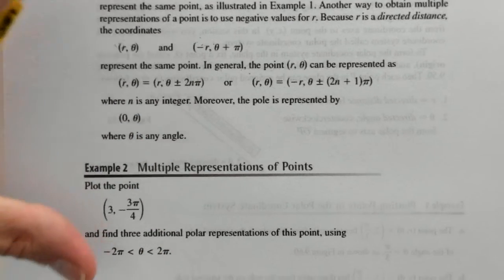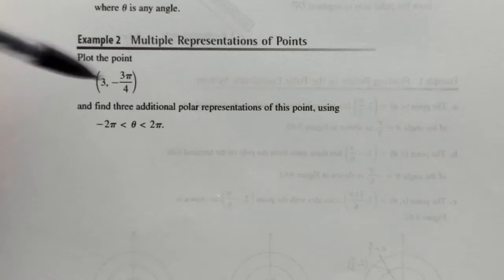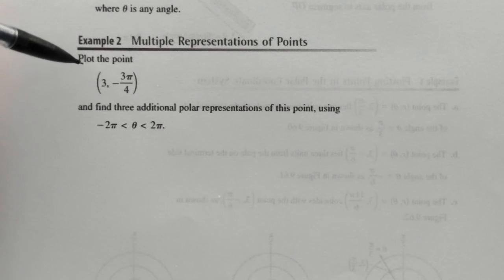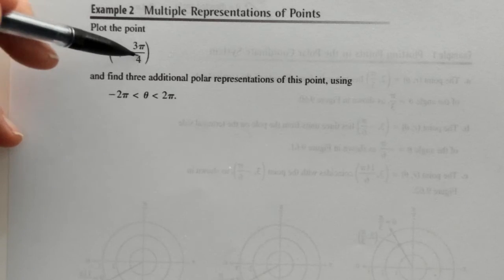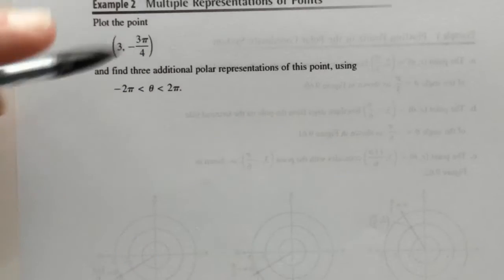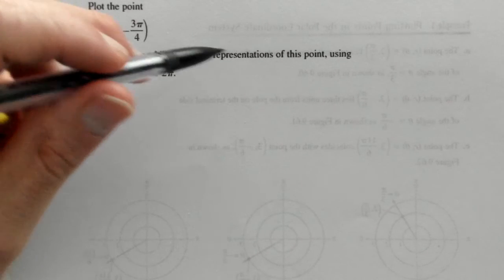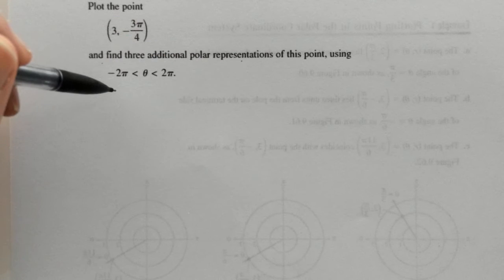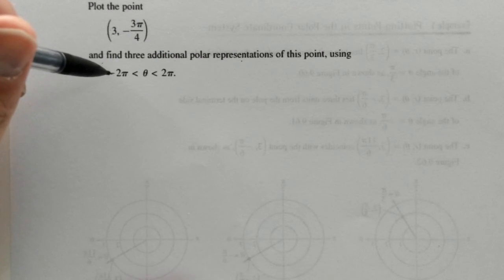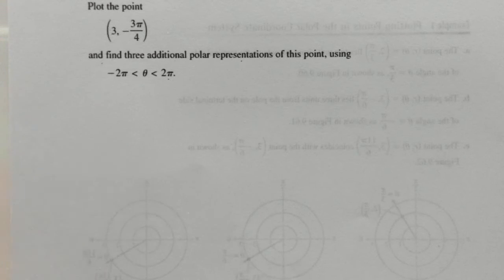Okay, so what type of problems are we going to be faced with from this section? We have a point here. It says to plot it, but we don't have to draw a graph to plot it. What we want to do is find 3 additional polar representations of this point that fall within negative 2 pi to 2 pi, as far as the angle is concerned. Well, how can we do that?